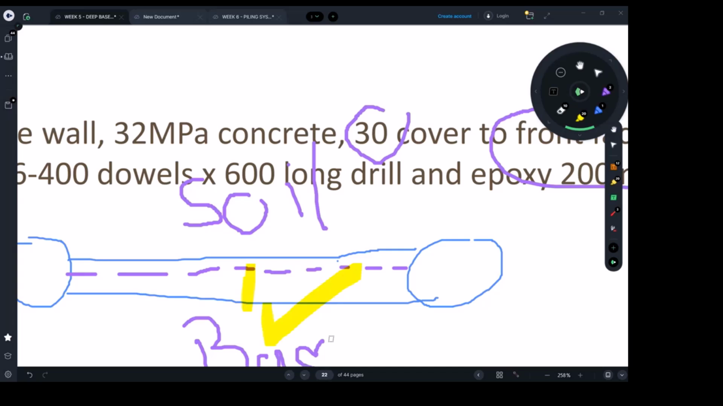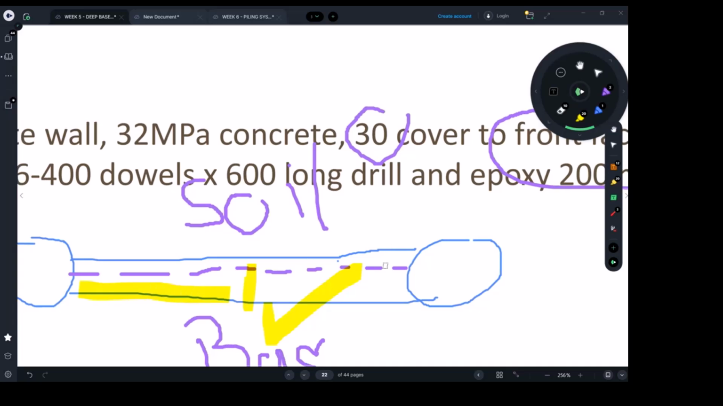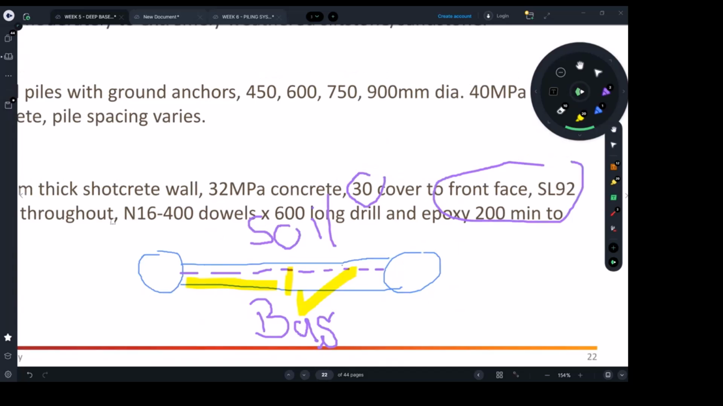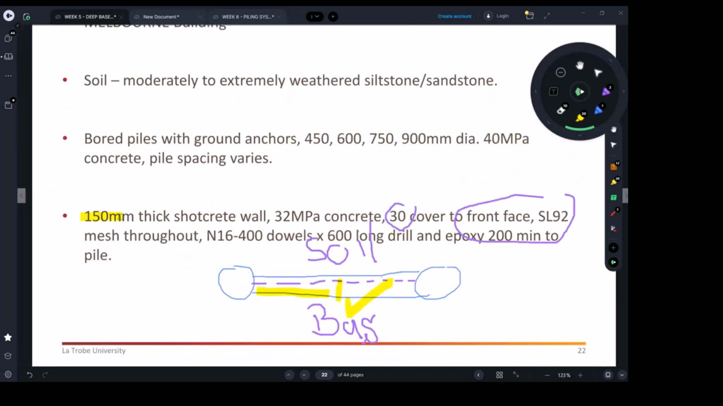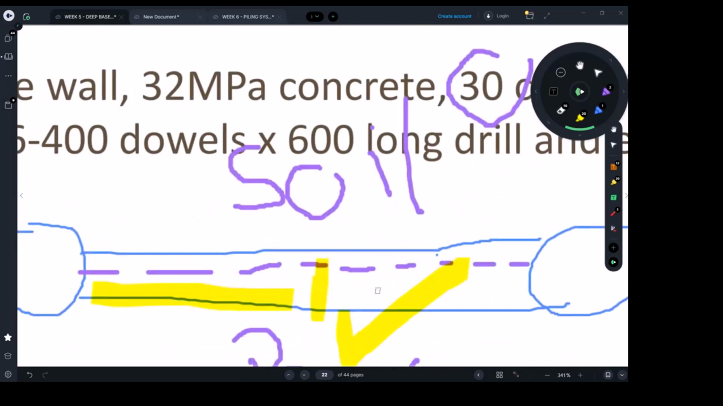Why? I'm asking you guys, why do we have to keep 30 millimeters here? Remember, the thickness of the shotcrete wall was 150, right? So midway, if you set it in the middle, it's going to be 75. But usually it should be closer to the basement side, to the inside, not to the soil side. Why?